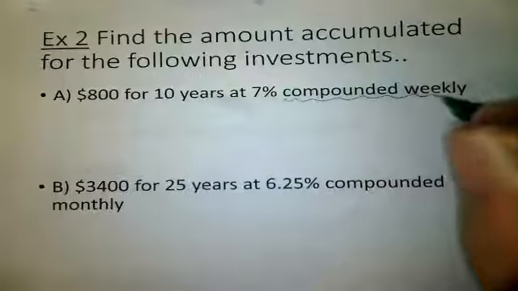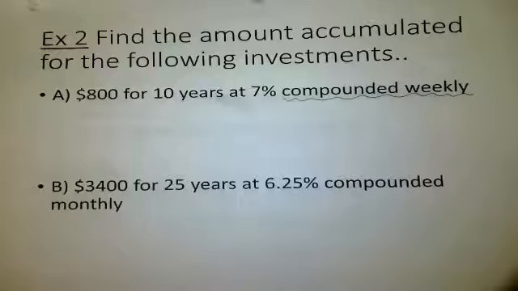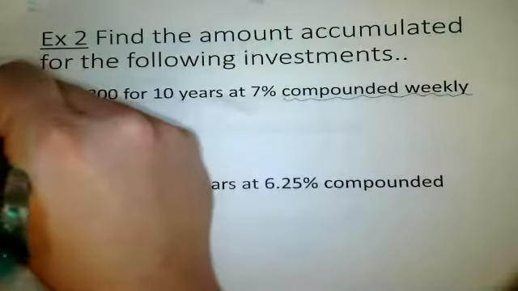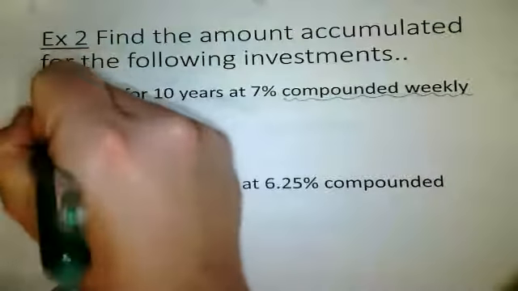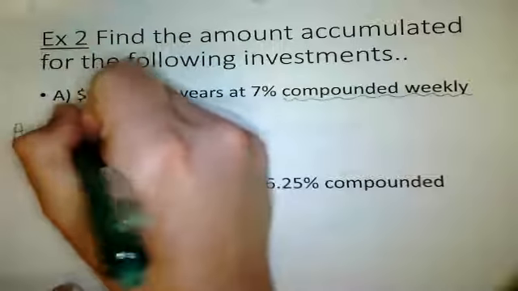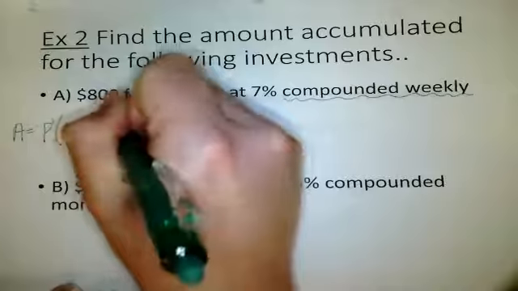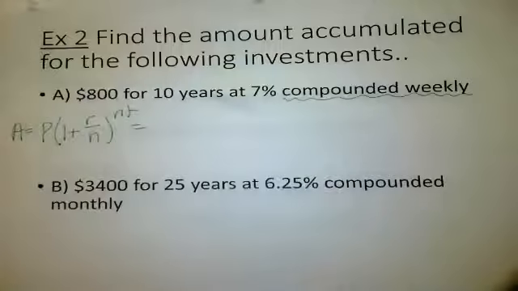And this compounded weekly is really important because when you hear those words, compounded weekly or compounded daily or compounded monthly, then that tells you the formula you're going to use is A equals P times the quantity, 1 plus R over N to the NT. And that's definitely a formula you want to know and hopefully memorize. It's a good formula to know.